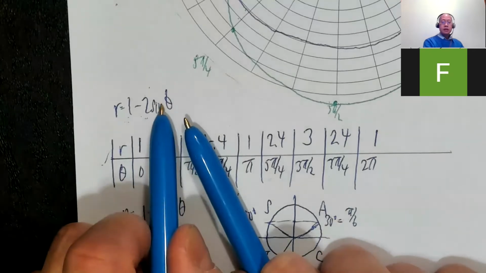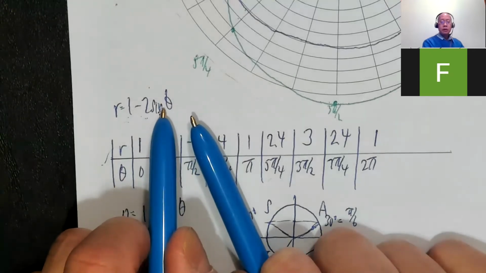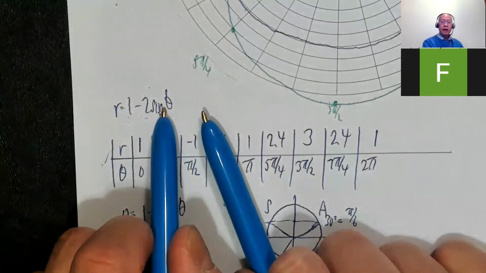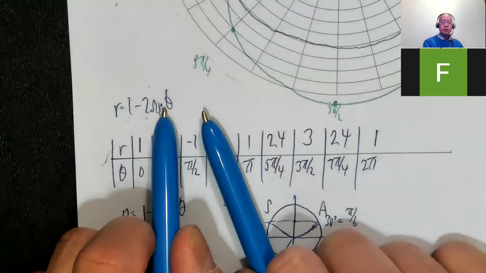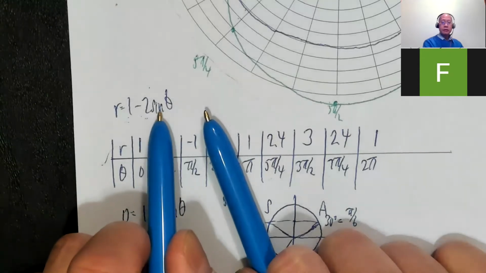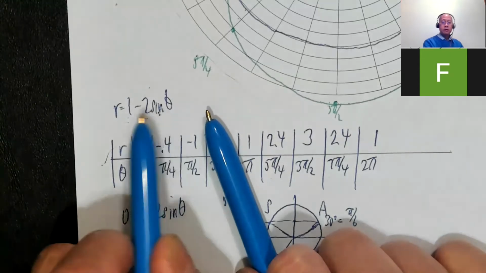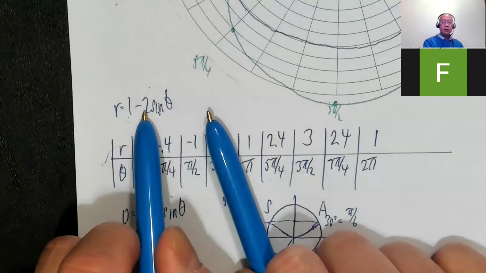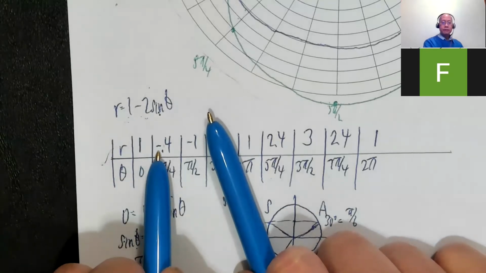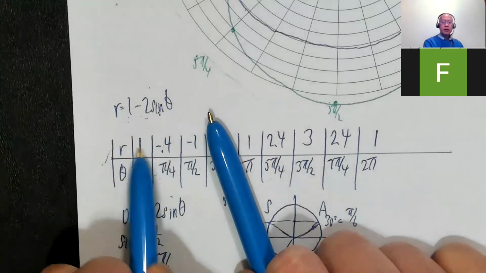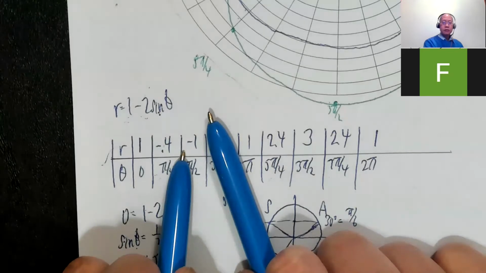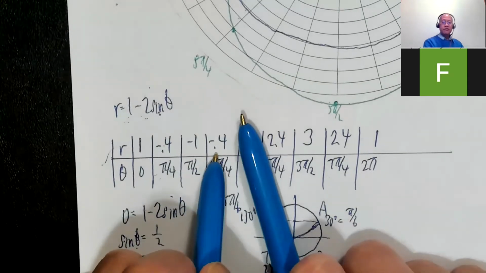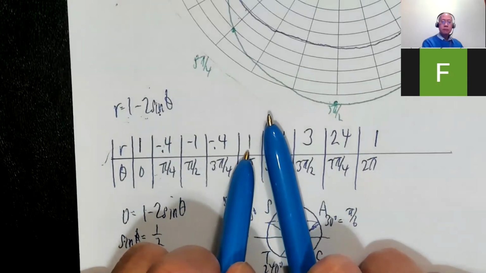Okay. So let's see. Pi over 4. Sine of pi over 4, radical 2 over 2, times 2 is radical 2, which is about 1.4. So 1 minus 1.4 is negative 0.4. So 1, negative 0.4, negative 1. Go back to 1, so negative 0.4, 1.